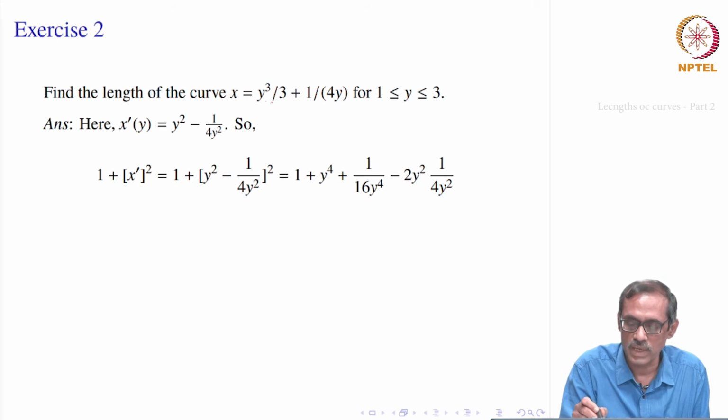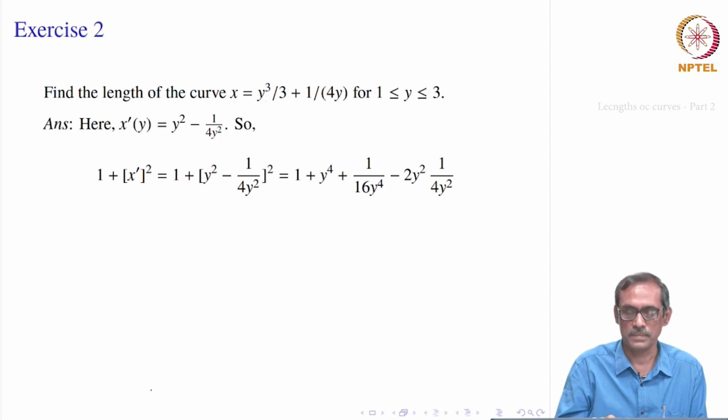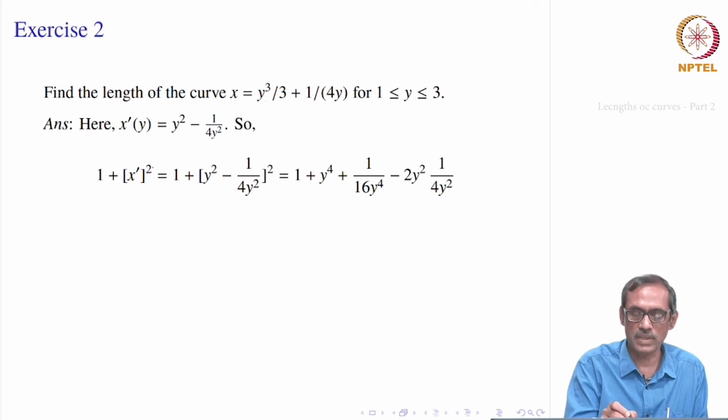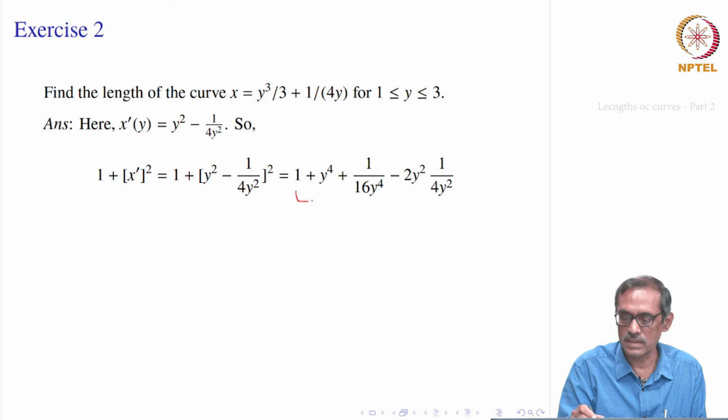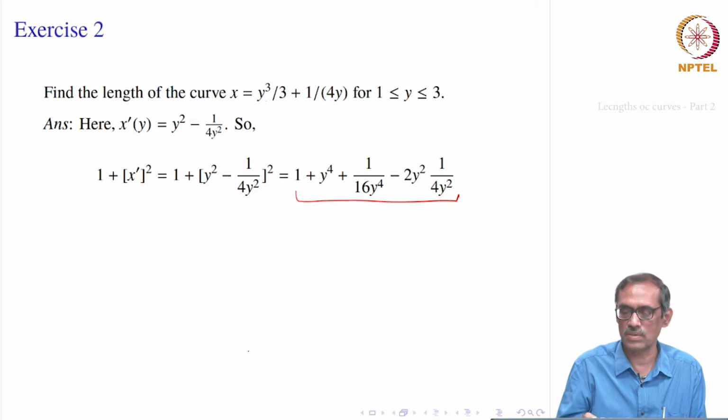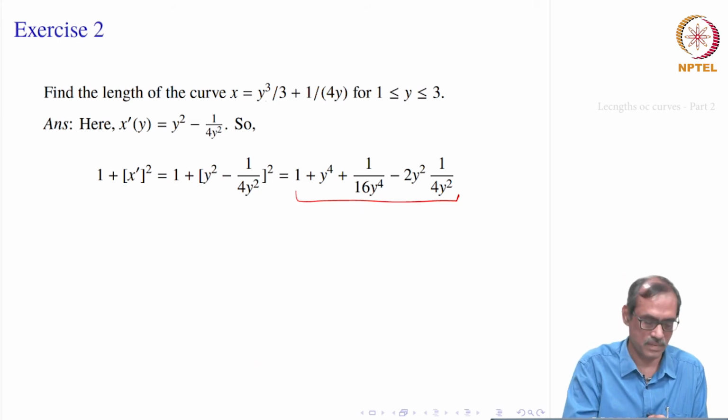Now, the derivative of x with respect to y, this is y cubed by 3, that gives directly y square, and this is 1 by 4 times y to the power minus 1. So, it is minus 1 by 4 y to the power minus 2, that is y square minus 1 by 4 y square. So, 1 plus x prime square equal to 1 plus this square. So, that in the expanded form looks like this, 1 plus y fourth plus 1 by 16 y fourth minus 2 y square into 1 divided by 4 y square.